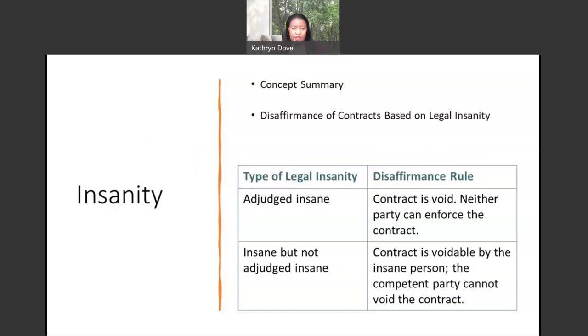For those parties who have been adjudged insane in a court of law, the contract is void. Neither party can enforce it. However, if someone is insane but has not been through a court determination of their sanity, then the contract is voidable by the insane person. So the person who lacks the capacity to contract can raise the defense that the contract is unenforceable.